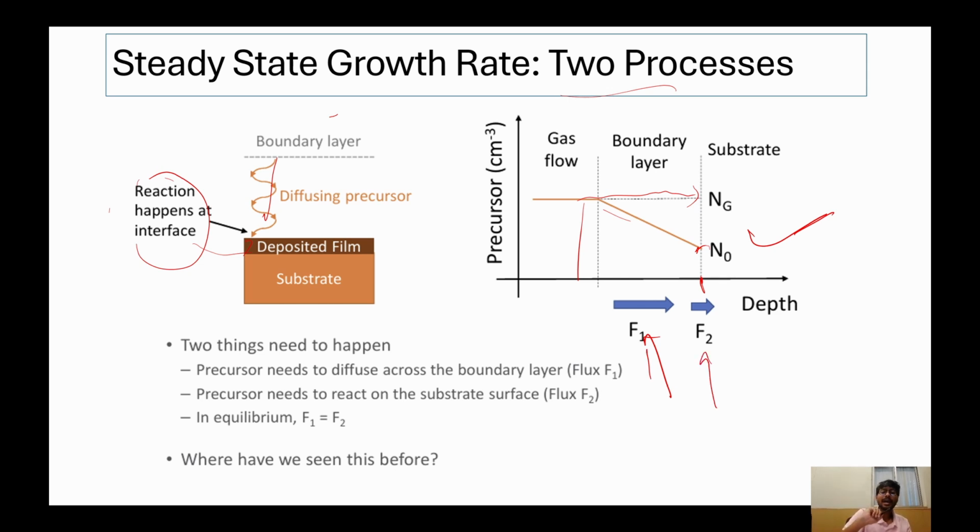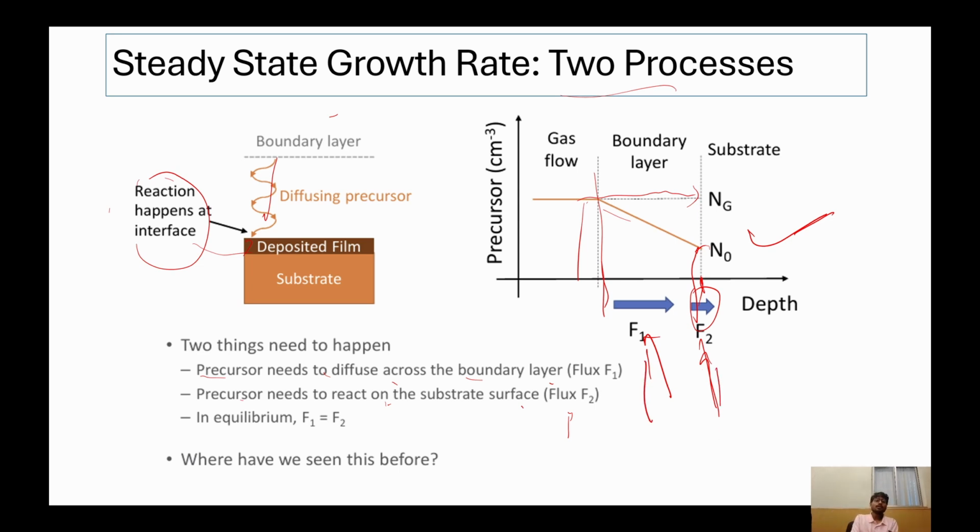Okay, so at equilibrium the precursor needs to diffuse across the boundary layer. Through this boundary layer the flux is F1, we can call it flux. The precursor needs to react at the surface with the flux F2, so F1 should be equal to F2 at equilibrium.